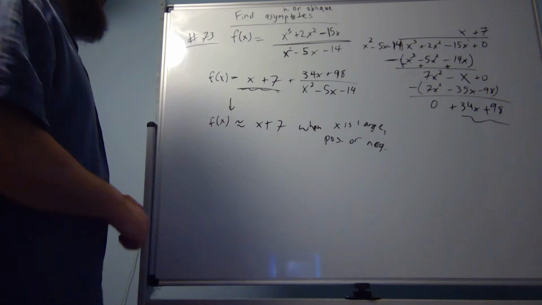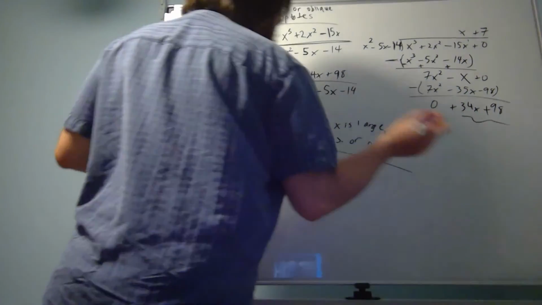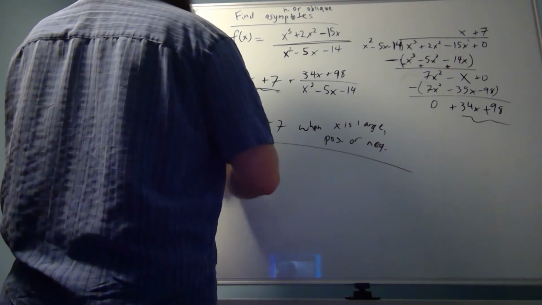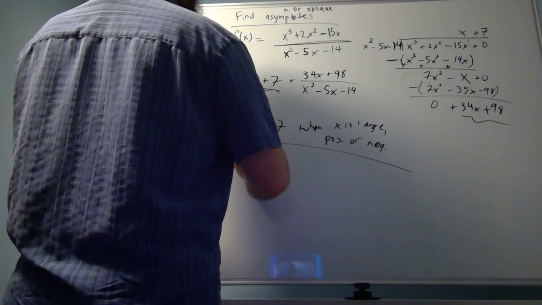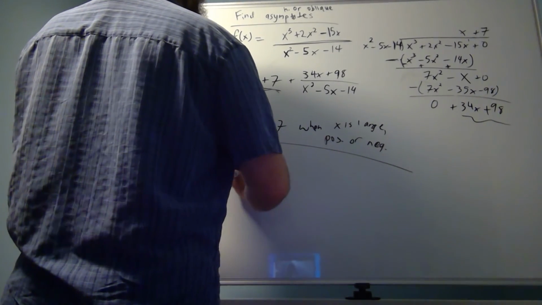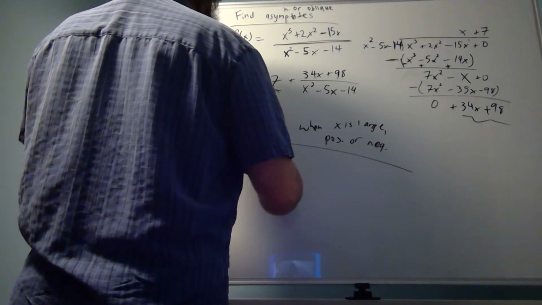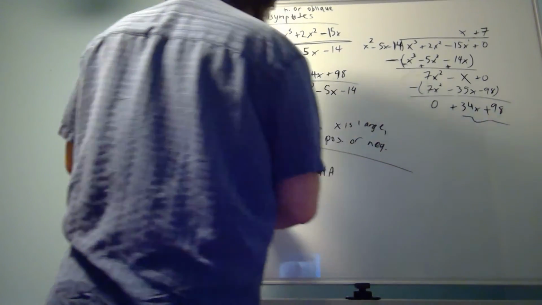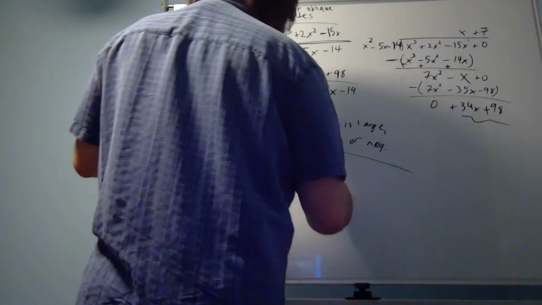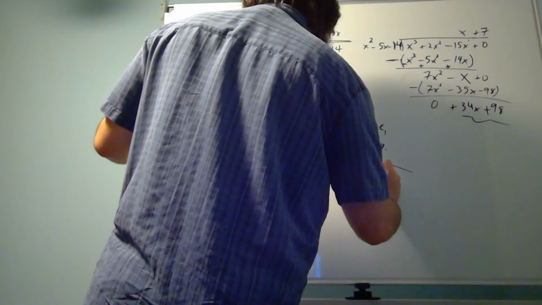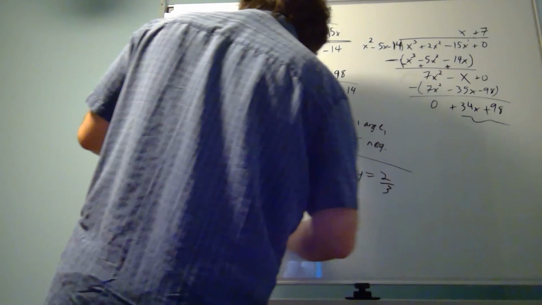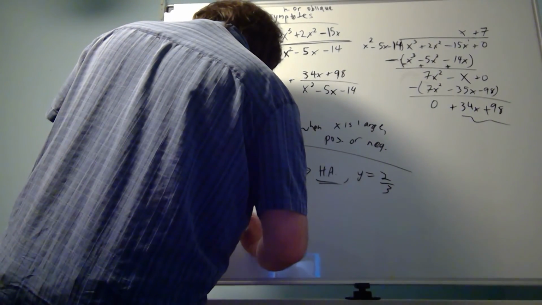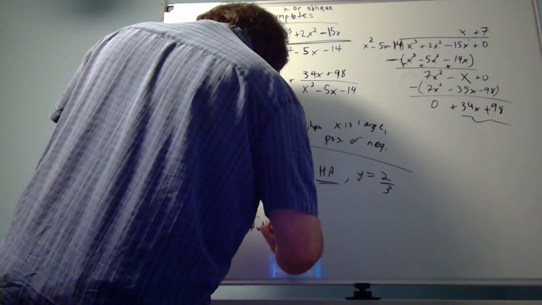Maybe the only thing I want to say is just don't confuse it with the other ones here. This one has a horizontal asymptote y equals 2/3. It's 2x to the 4th over x to the 5th minus 7x to the 4th plus 7.